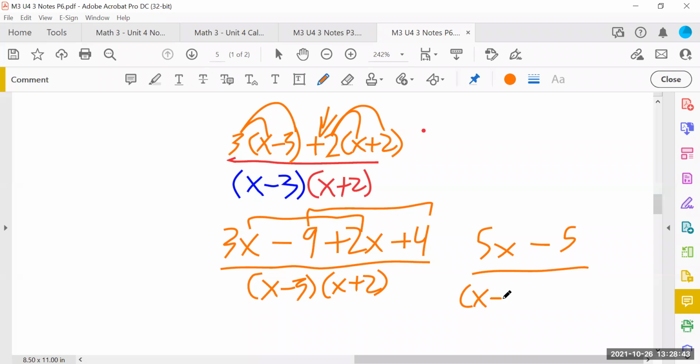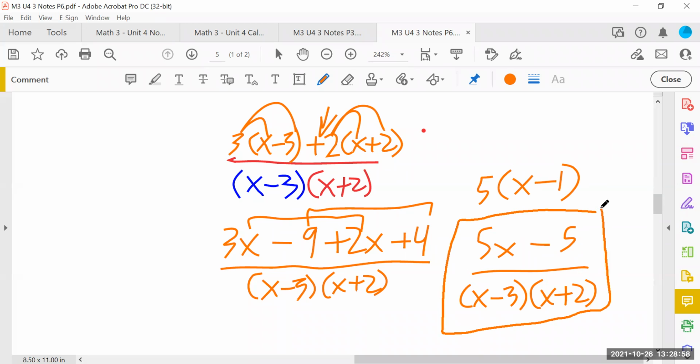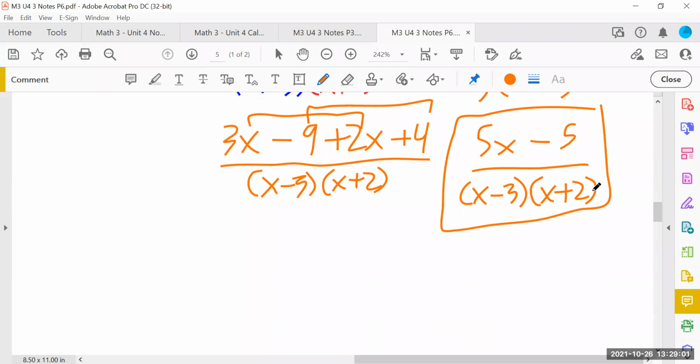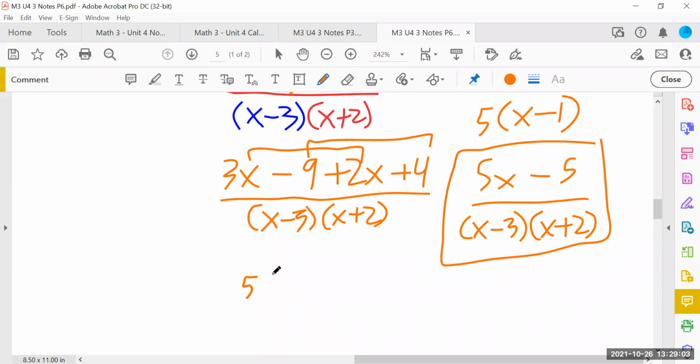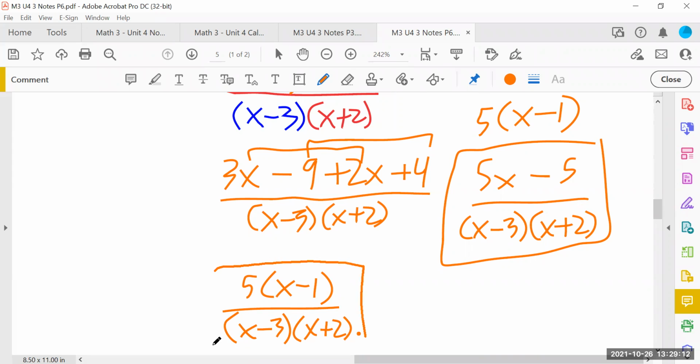So I'm left with x minus 3 times x plus 2 on the bottom. And I could factor a 5 out of the top. I could write that as 5 times x minus 1. But do you guys see how nothing simplifies? So I could actually stop right there. This would be fine. Or I could write it as 5 times x minus 1 over x minus 3 times x plus 2. Either of those two is correct because nothing reduces.